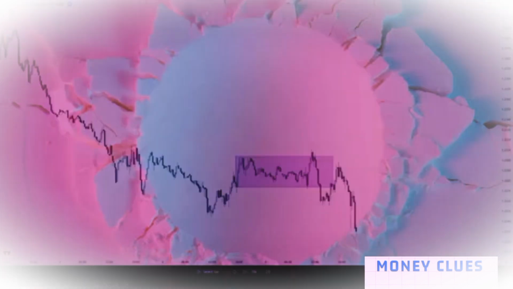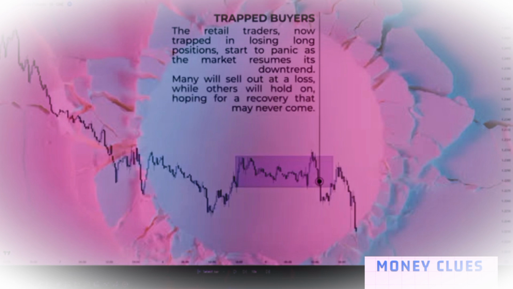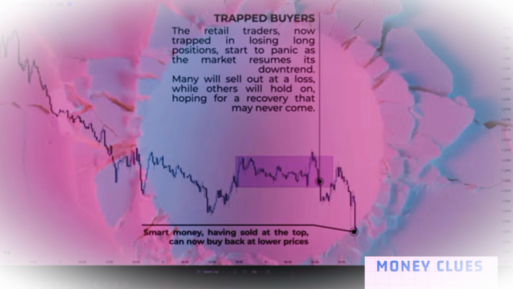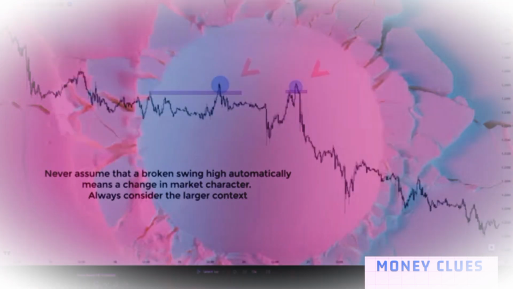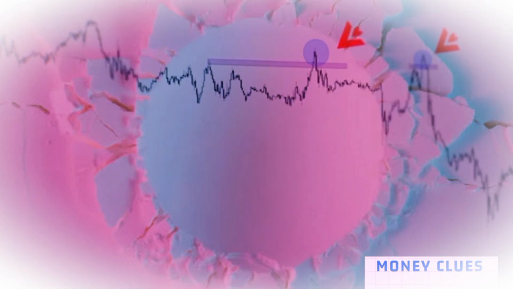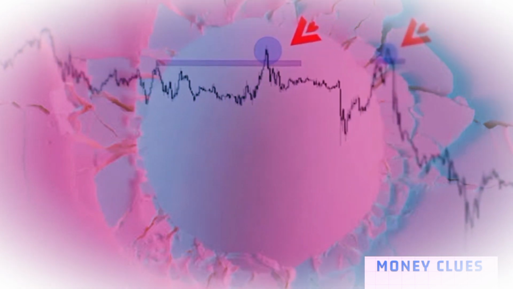Retail traders panic as the market resumes its downtrend, either selling at a loss or clinging to their positions in vain. Whereby, smart money, having sold at the peak, can now buy back at lower prices, capitalizing on the misfortune of the trapped traders. The takeaway? Don't automatically assume that a broken swing high indicates a change in market character. Always evaluate the broader context. If the overall trend is down, approach breakouts with caution.